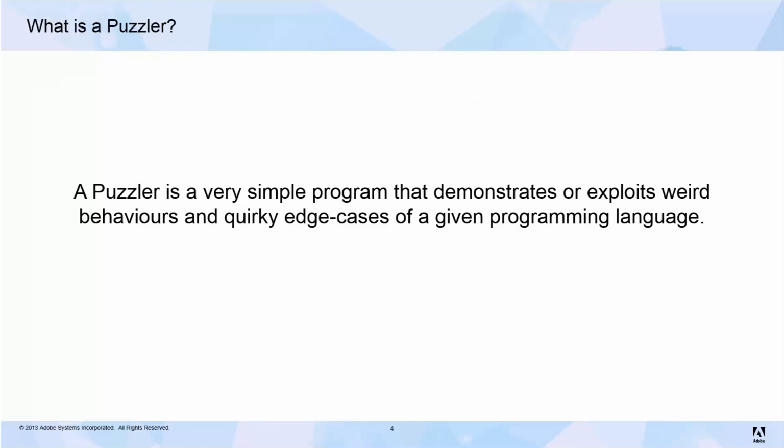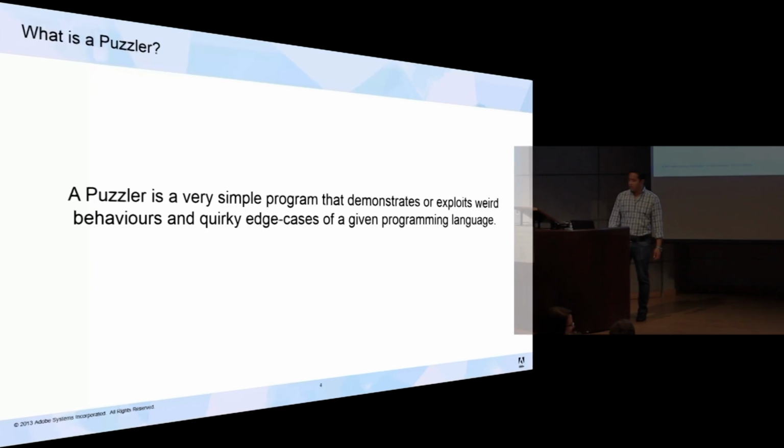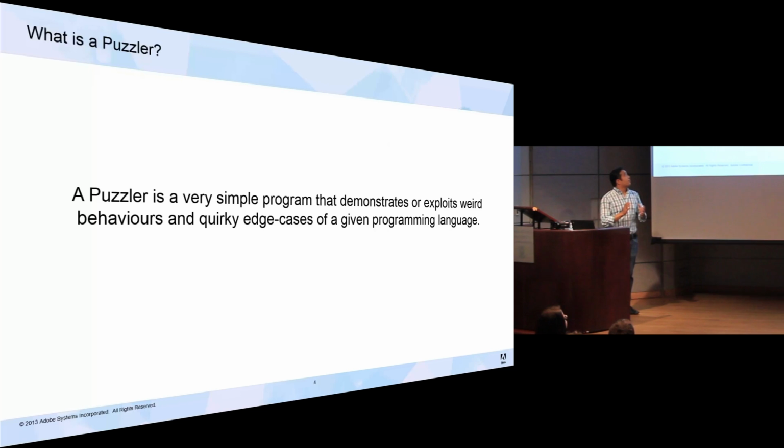What is a puzzler? In short, a puzzler is just a simple program that demonstrates or exploits weird or quirky behavior in a given programming language, in this case JavaScript. Put simply, it's going to be a short program, anywhere from 2 to 15 lines of code. You should be able to read it quickly, and it's going to show you some interesting behavior of JavaScript.